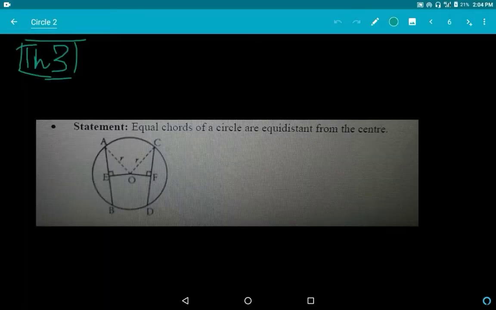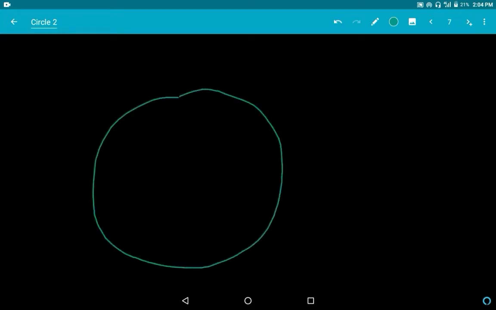So let's do theorem number 3. The statement is that equal chords of a circle are equidistant from the center. So we know that these two chords are equal, and I have to prove that the perpendiculars drawn from the center on each side are equal in length. So let's say this is the circle. These are the two chords. Let me draw the first chord better. Yes, this is the center. Now we'll draw the perpendiculars.